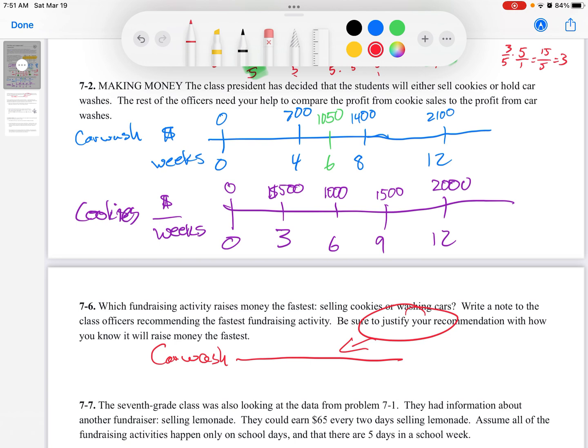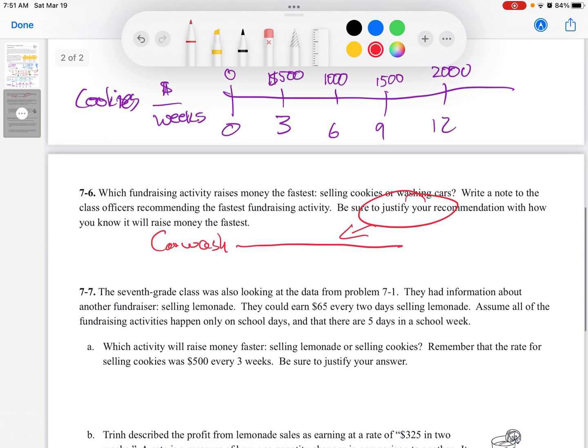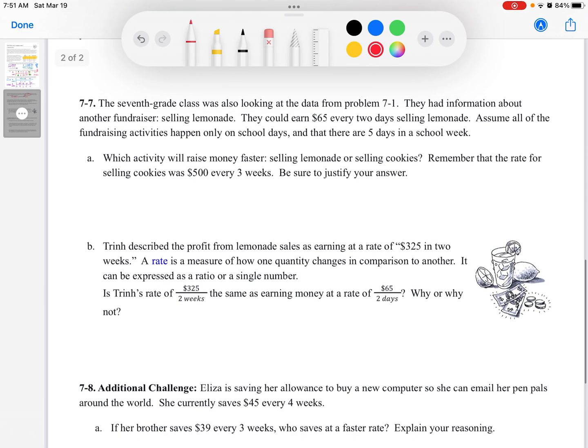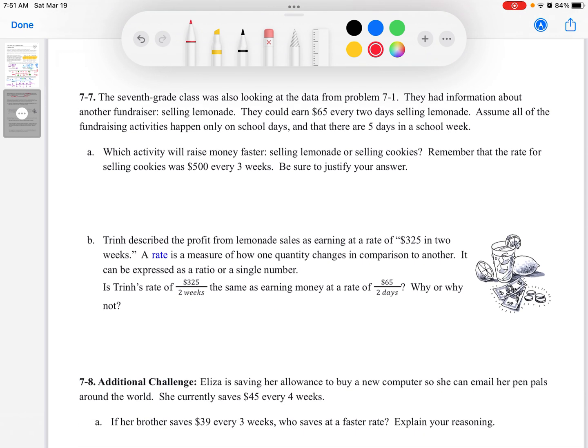So there we go. Selling cookies, car washes, write a note. We did that. Now, 7-7. The 7th grade class was also looking at the data from problem 7-1. They had information of another fundraiser, selling lemonade. They can earn $65 for every 2 days selling lemonade.